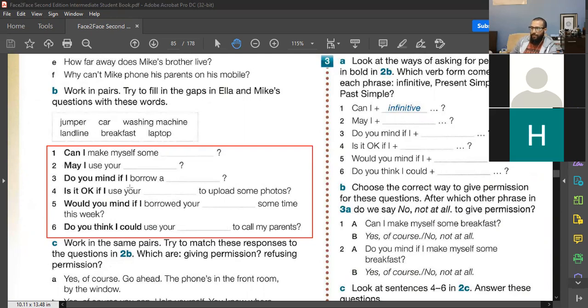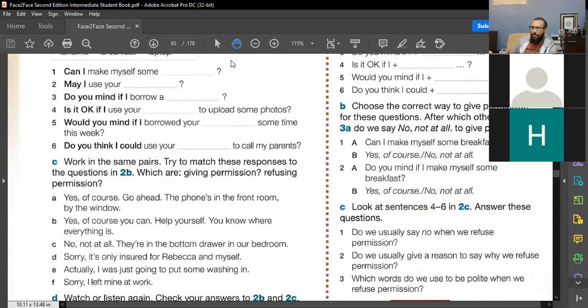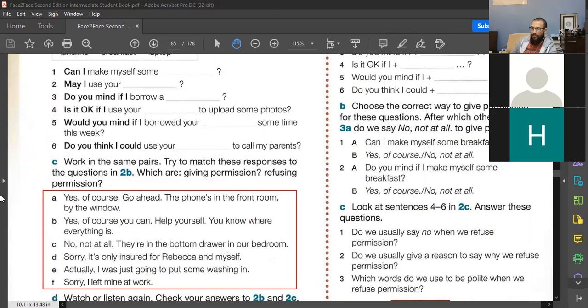So you can ask for permission in this way. And you can also give permission. If you're the listener and someone asks you these questions, you can answer. You can say, yes, of course. Go ahead. Yes, of course you can. No, not at all. So the first group, it means you accept or you give permission.